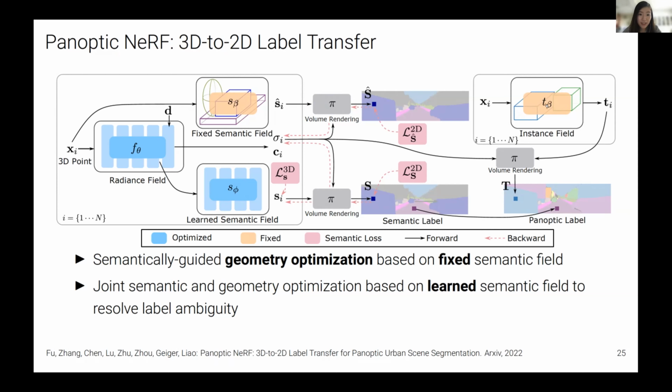And what we observe is that for all the classes that have instance labels, for example buildings and cars, they rarely intersect with each other. That's why currently it still gives plausible performance for this panoptic label transfer. But if two instances overlap with each other, then the method fails. So yeah, there's still some work to be done here.